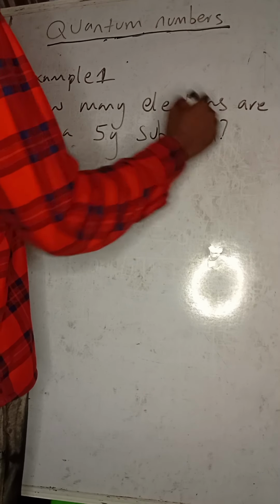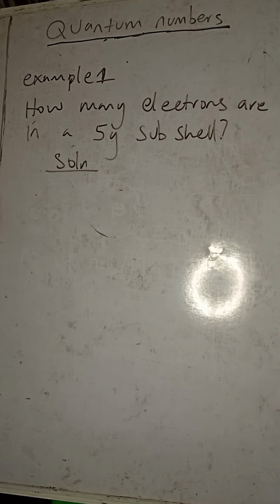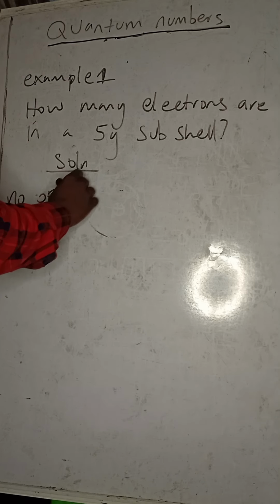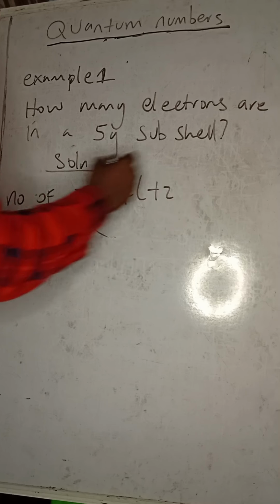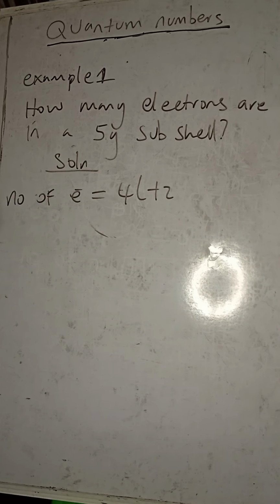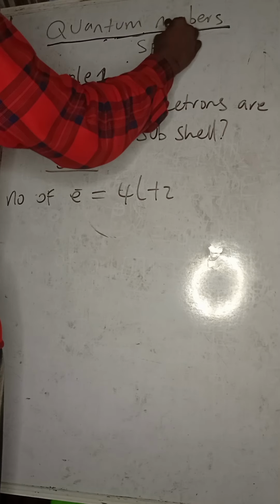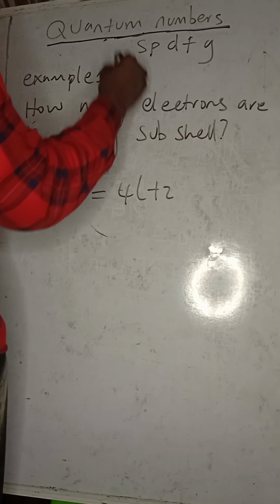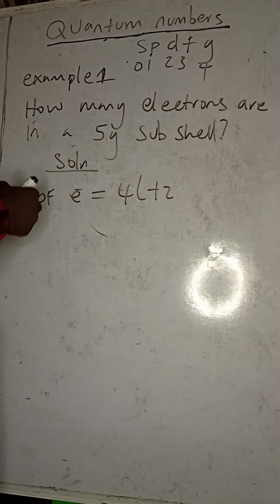Using my very short formula for the number of electrons in a subshell, the formula is 4l plus 2. Another way is to calculate the number of orbitals in G, which gives 9 orbitals, from the value of l. Using SPDFG, the value of l is 0, 1, 2, 3, 4. So l is 4.